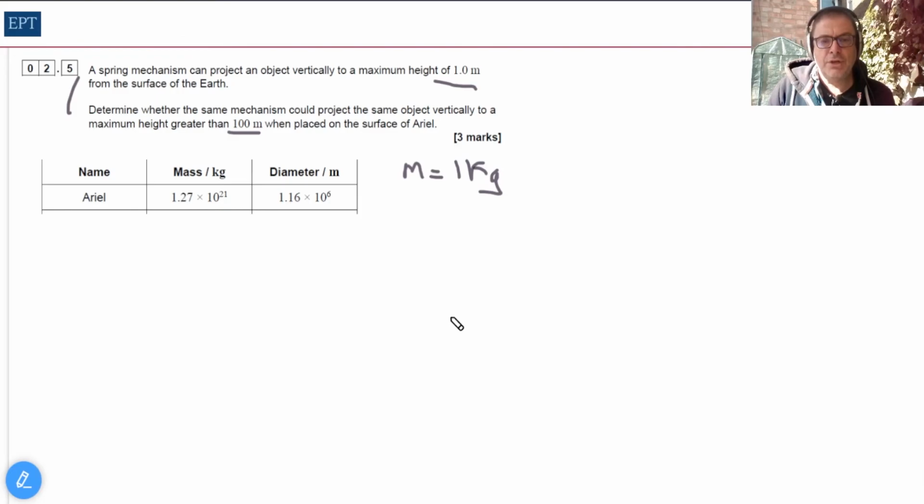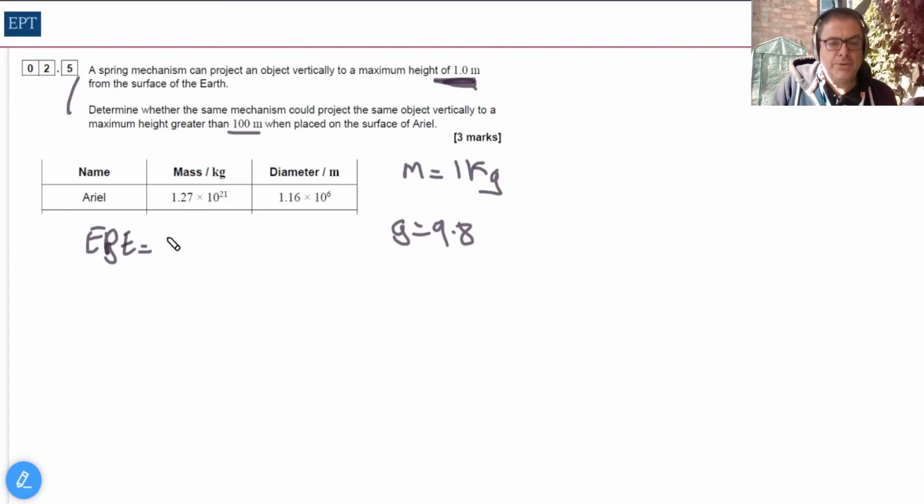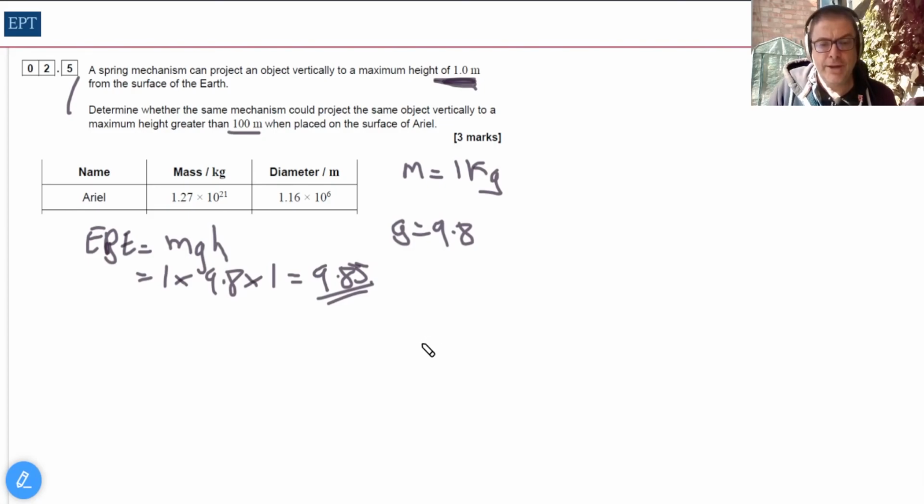So the first thing then is to work out if it's going up 1 meter on planet Earth, where we know that g is 9.8, how much energy then has it gained? In other words, how much energy is stored in the spring? Well, elastic potential energy, EPE, is going to be equal to mgh, which of course is 1 times 9.8 times 1, i.e. 9.8 joules. So we're now going to take our spring, which has got 9.8 joules stored in it, up to the surface of Ariel and see how high 1 kilogram can be fired up.